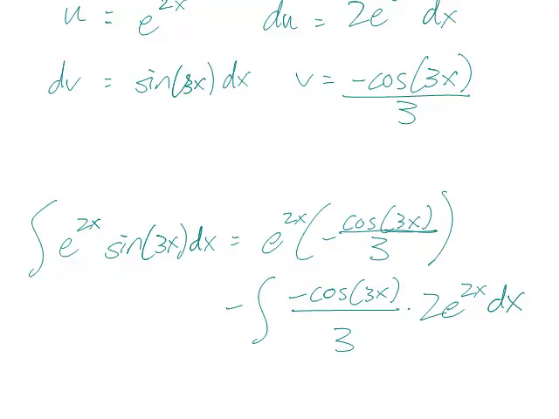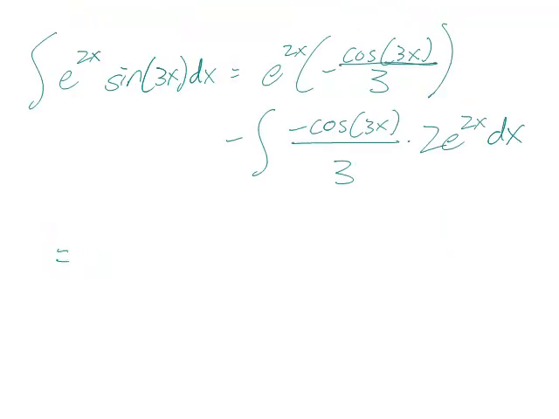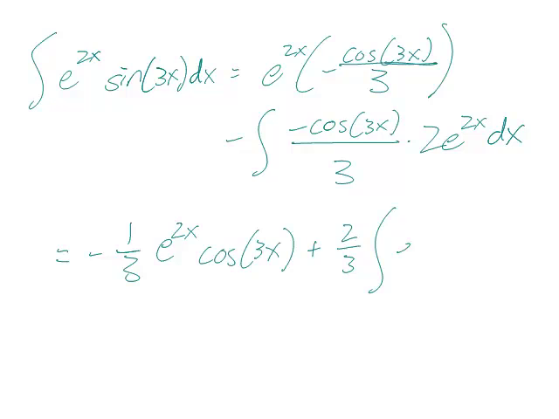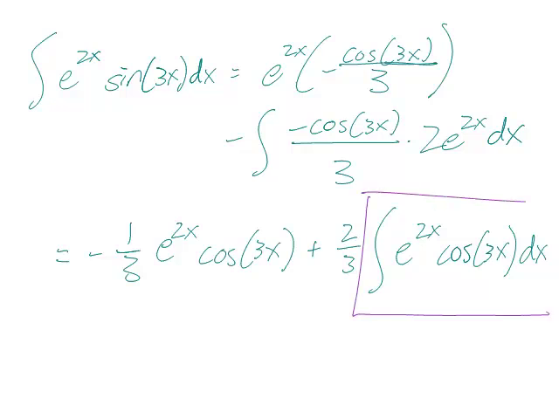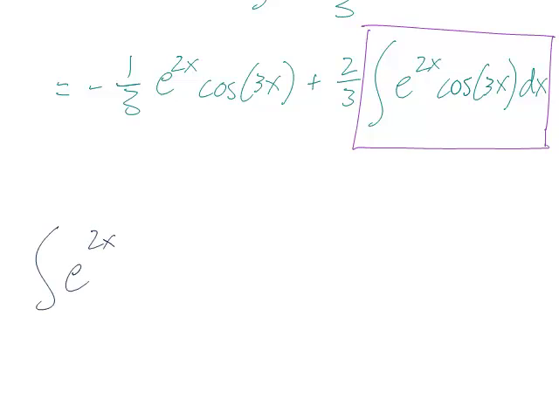Okay, let's simplify this a little bit. This is minus 1/3 e to the 2x cosine 3x, and then minus minus is plus 2/3 the integral of e to the 2x cosine 3x dx. And now if you look at this second integral, it's pretty clear that we need to do it by parts again. So let me put a little box around it and bring it down here. So the integral of e to the 2x cosine 3x dx.